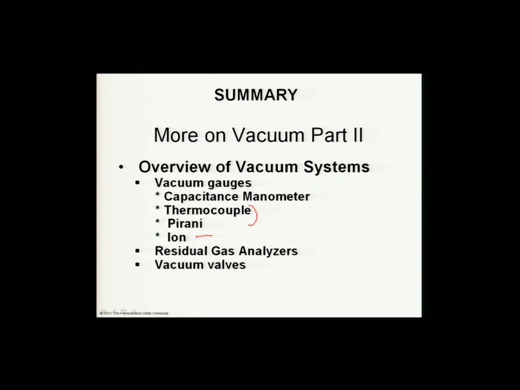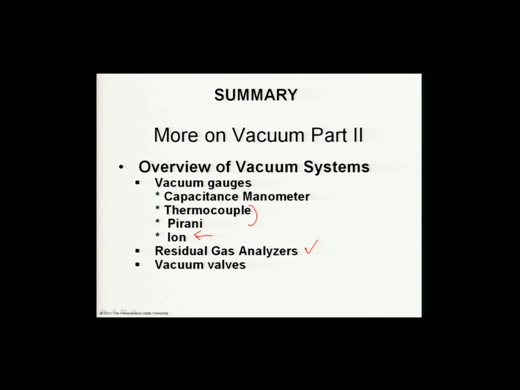And the ion type gauge uses the fact that if you have particles present, you can ionize them and thereby set up an electric current. And the fewer particles you have present, the smaller the ion current. Thereby, you can also infer what the pressure must be. Then we talked about residual gas analyzers, very, very powerful tools that don't address the question of what's the pressure. They address the question of what's making up the pressure. What's flying around in there? What are the species that are flying around? Very, very powerful tools for finding out what is in your vacuum processing chamber.